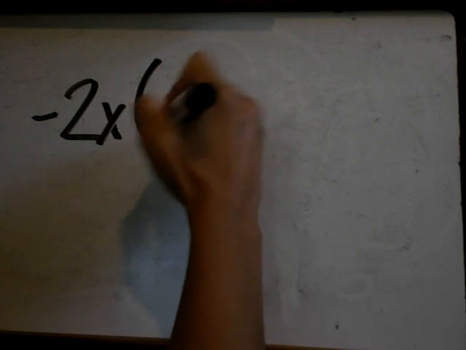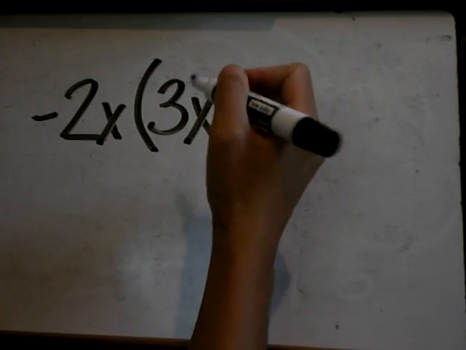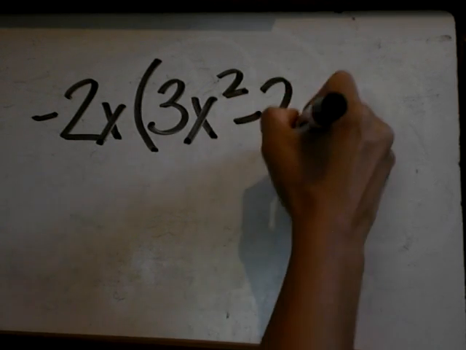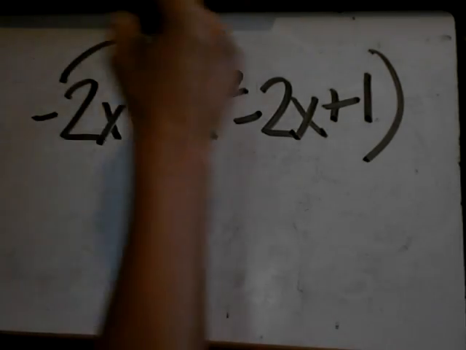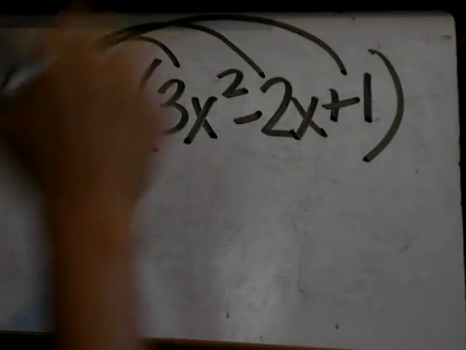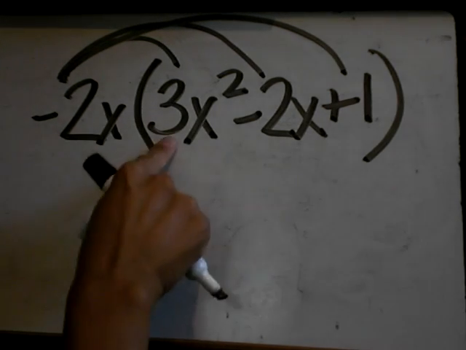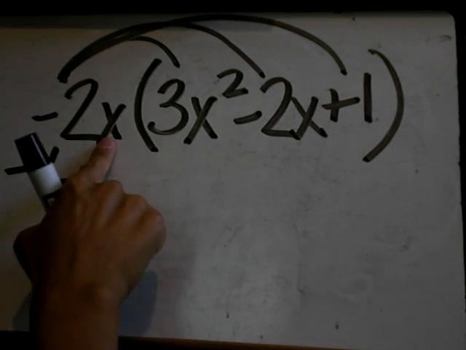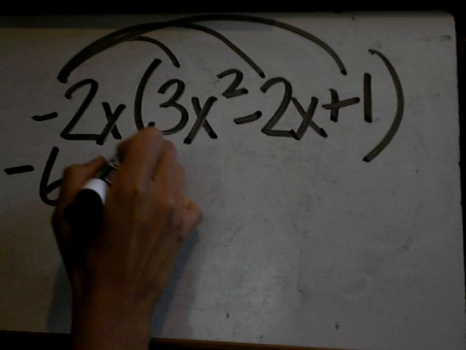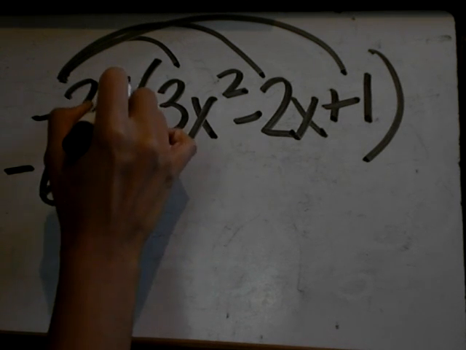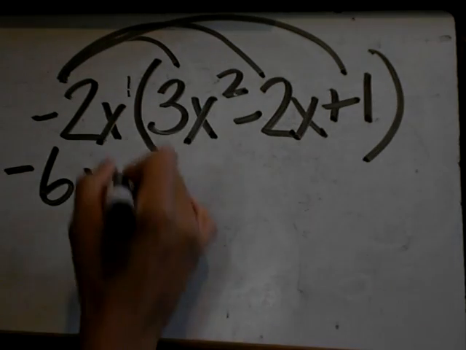Let's move on to something a little bit more difficult. Let's say I want to multiply negative 2x times 3x to the second power minus 2x plus 1. Same deal, just distribute. So let's start off with this. Negative 2 times 3 is negative 6. x times x to the second: you're going to bring down that x, but we have to figure out what the exponent is. This is really x to the first power, so 1 plus 2 is 3.